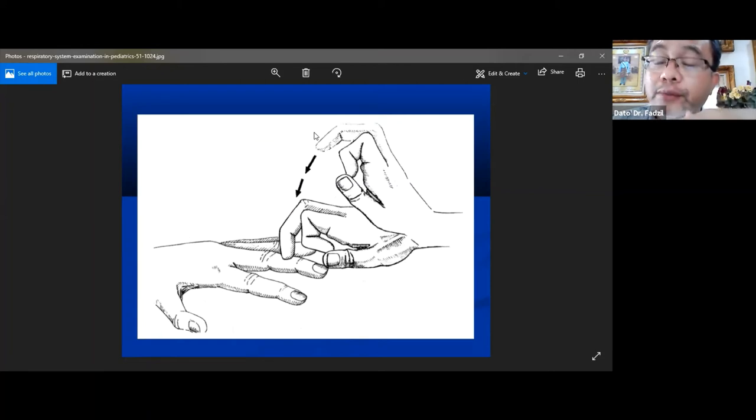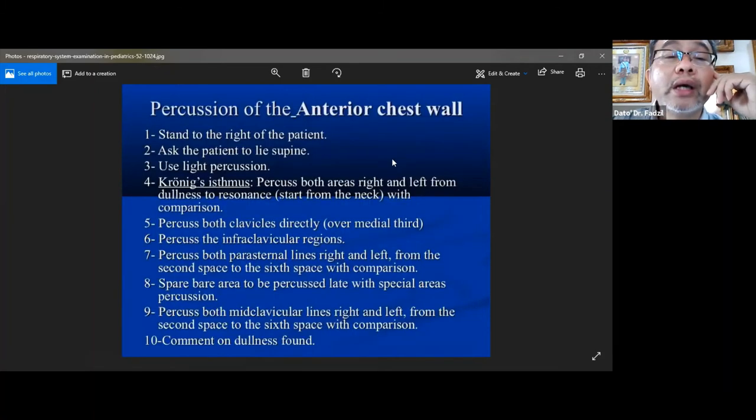And on the left side, there's the heart. When you percuss up to down, sometimes you feel some dullness on the left side. It tells you the heart is there. Okay? Up to down. Then after that, you percuss and compare left to right. Left to right, left to right. Left, right. Upper zone, mid zone, lower zone. Then you get the whole picture of the sound from the chest when doing the percussion.